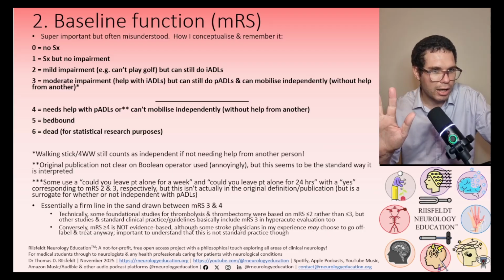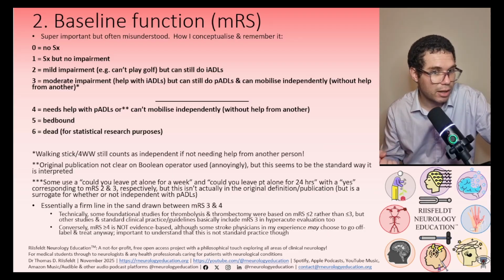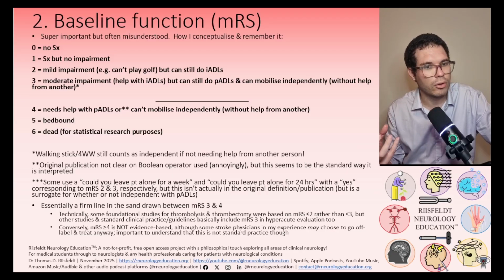Then a score of 5 is the patient's completely bedbound. And then a score of 6 is the patient's already dead. And that's really just included for statistical research purposes.